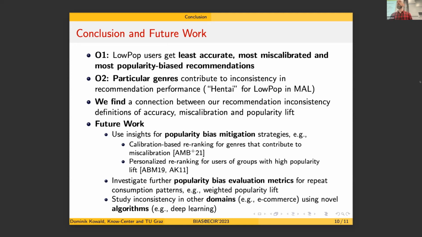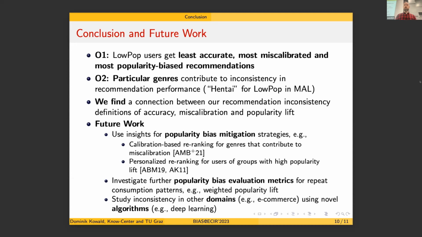In future work, we want to use these insights for developing popularity bias mitigation strategies. So for example, we can do calibration-based debiasing for genres that highly contribute to miscalibration, so this hentai genre, for example. And we could also do personalized re-ranking for users or user groups with a high popularity lift. So in general, these low popularity users.